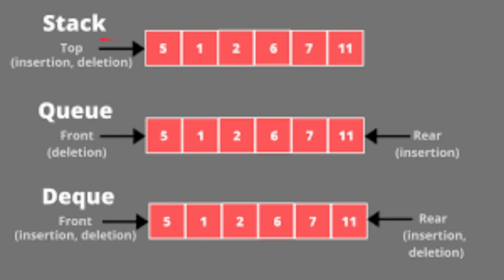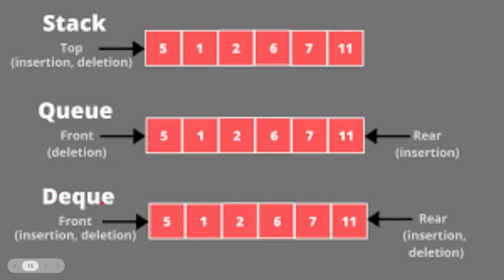And here you can see a stack, queue and deque. A deque is a combination of all of them. If I talk about a stack, a stack will insert and delete the data from the top only. A queue will delete the data from the front and insert the data from the rear. So top means a stack, front and rear means a queue.